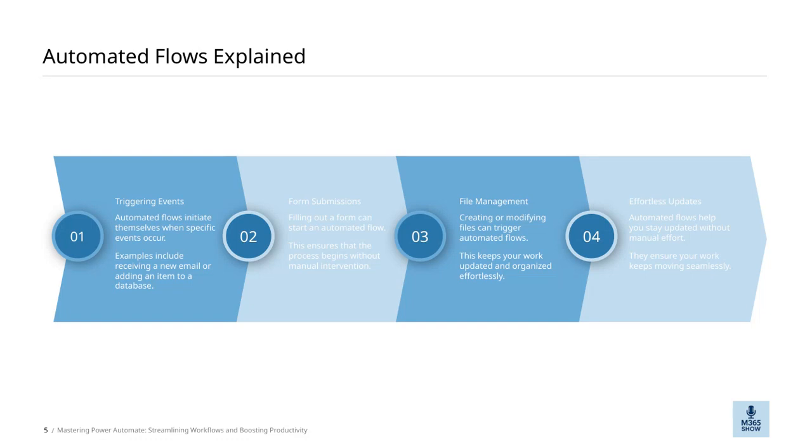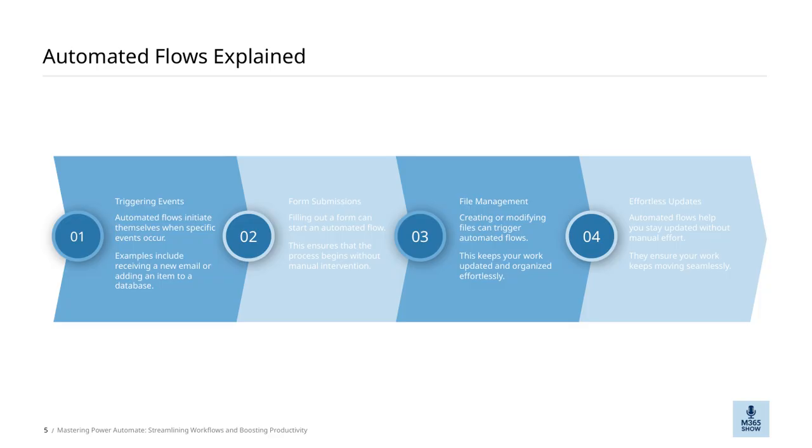Let's take a closer look at what automated flows are all about. Essentially, they are processes that start on their own when certain events happen. For example, if you receive a new email or add an item to a database, these actions can automatically trigger a flow. Another common scenario is filling out a form. Once you submit it, an automated flow can kick in to handle the next steps without any manual effort from you. This means you don't have to remember to start these processes yourself. They happen seamlessly in the background.